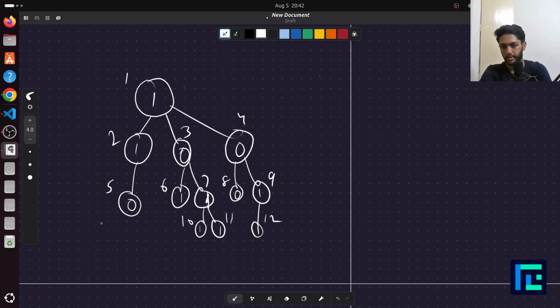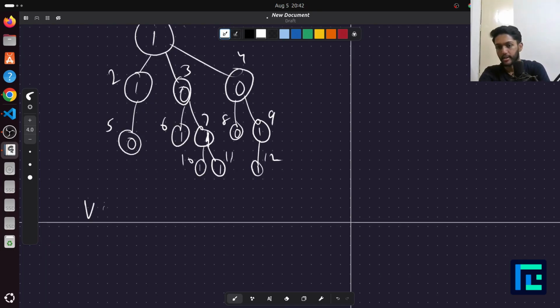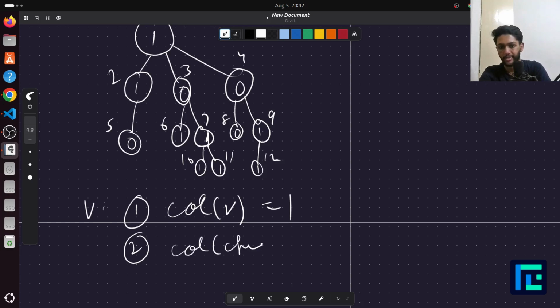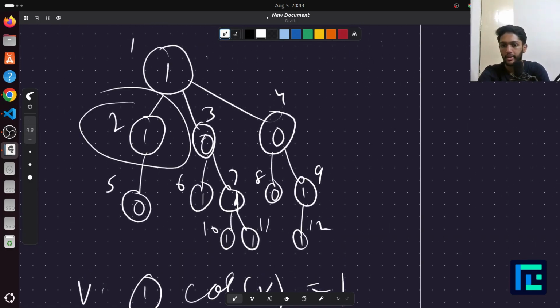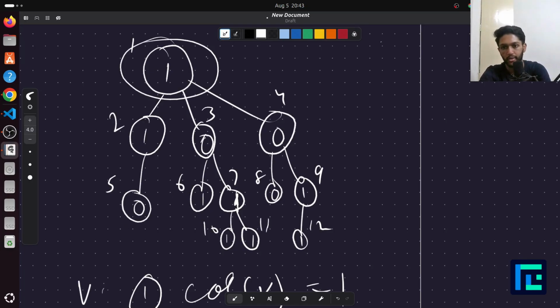So there are two conditions. We can delete a node V if and only if, first thing, the color of V, I mean the number written on V, has to be 1. And also the color of all children of V has to be also 1. So we can delete a node V if and only if its color is 1 and also all of its children have color 1. So here for example we have the node 2 and we cannot delete it because its child is not color 1. And we also cannot delete the root. Deleting the root is not possible.